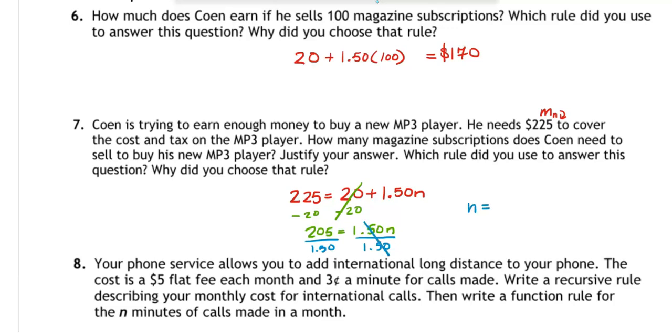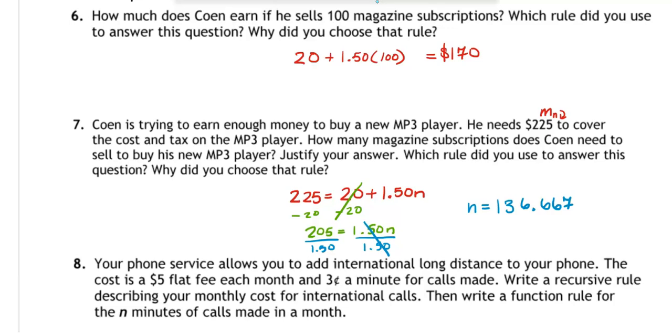And when I put that into the calculator, I get back 136.667. Okay, but that's not my answer though, because my answer is how many magazine subscriptions does Cohen need to sell to buy his new MP3 player? It's not 136.667. I can't sell 136.667 subscriptions. You can't sell a portion of a subscription. So in this case, is it going to be 136 or 137 subscriptions?